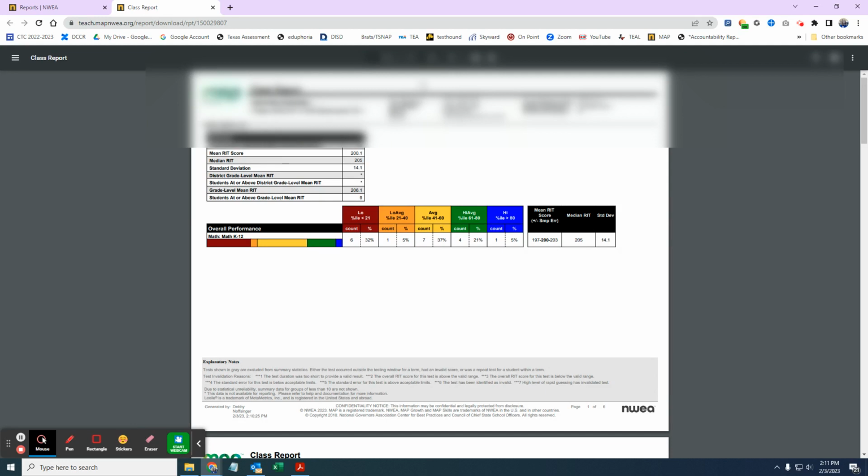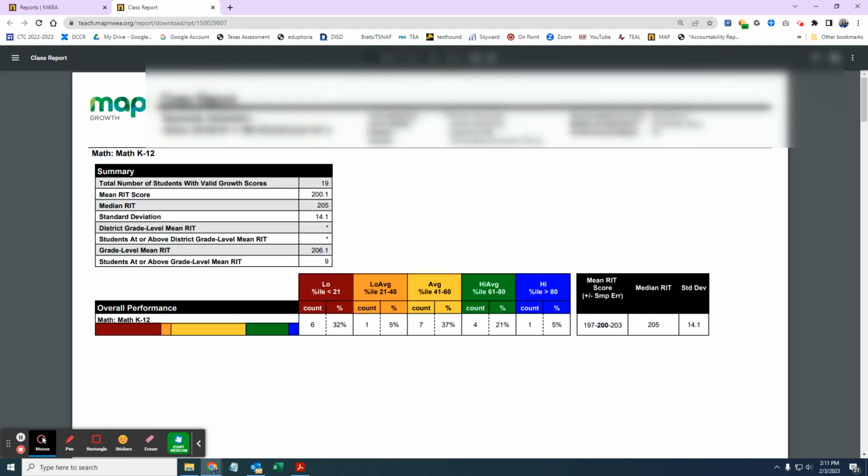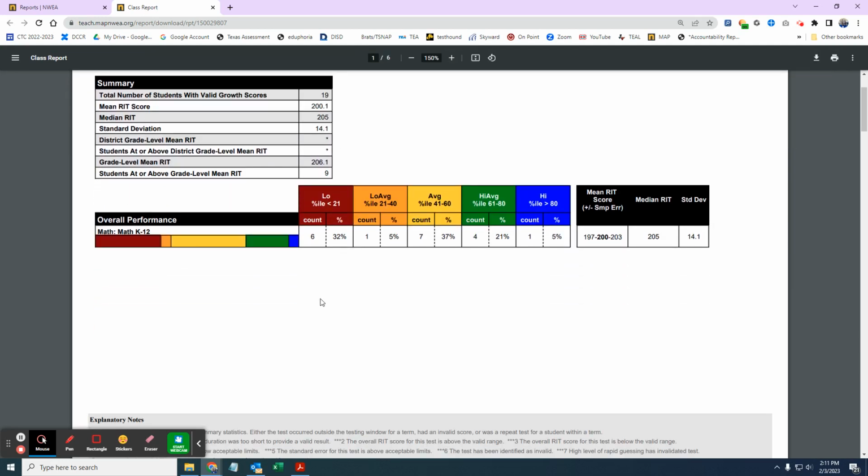All right, let's look at what these reports tell us. The first thing that we want to look at is the total number of students that tested, our mean and our median RIT. Remember, mean is the average, median is the exact middle. Now, when I created this report, I had not compiled the data for the district yet, and that's why there are asterisks here. But once you run your report after this evening, then you will see the district and you'll have that to compare also.